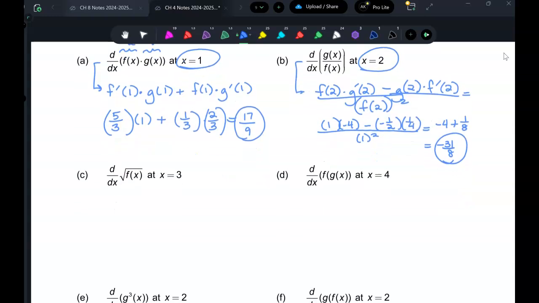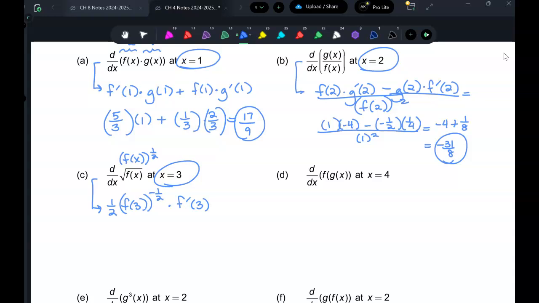Okay. Next one, we have a square root of f of x. So think of this as an f of x to the 1/2 power. This time we want it evaluated at x equals 3. So we're going to move the 1/2 to the front. Keep f of 3, right? To the -1/2, times derivative of the inside. Don't forget that f prime of 3 multiplied at the end. That good?